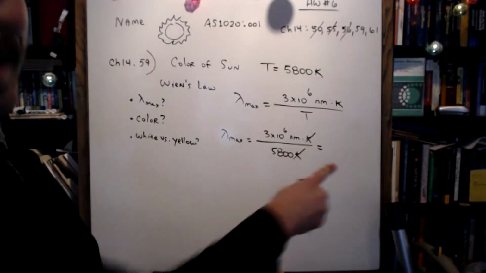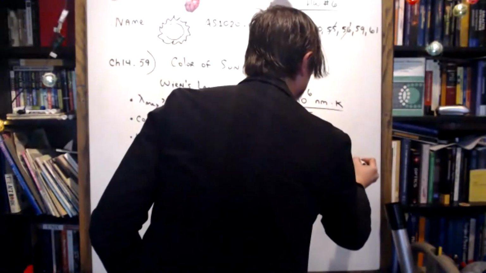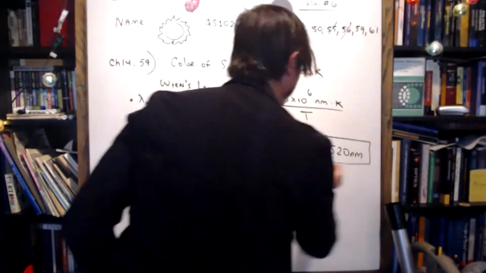What's the peak wavelength? 517 nanometers. Okay, what color is 520 nanometers?